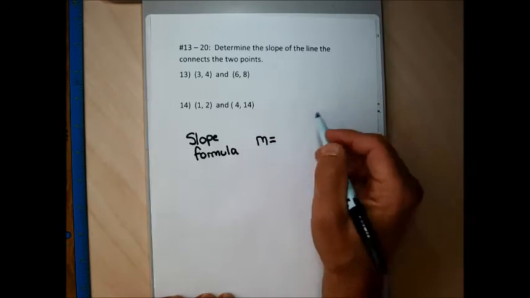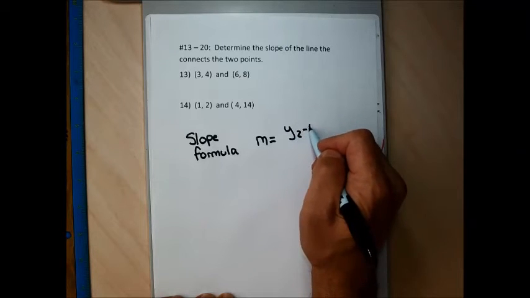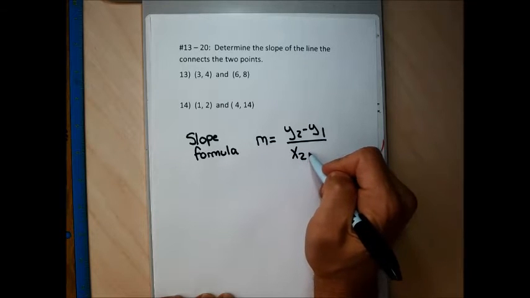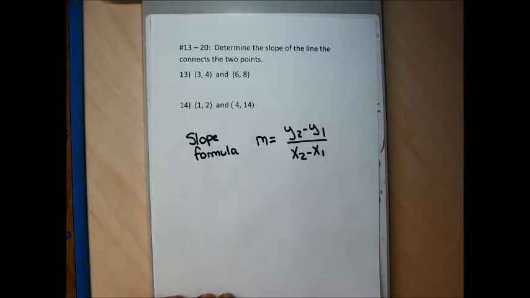The slope of a line is going to be found by using the slope formula, which is y2 minus y1 over x2 minus x1. That's the y-coordinate of the second point minus the y-coordinate of the first point, divided by the x-coordinate of the second point minus the x-coordinate of the first point.